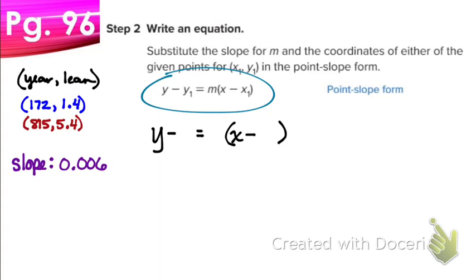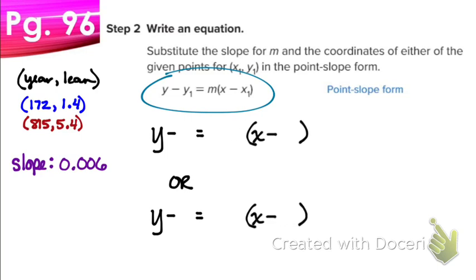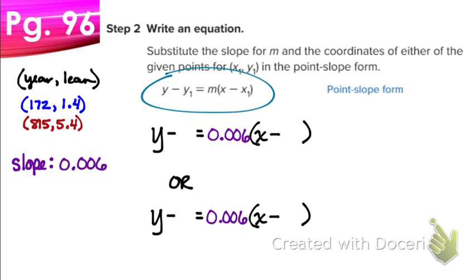I'm going to have two correct answers that are going to have all these pieces the same. What else will these two answers have that's the same? They're going to have the same slope. 0.006. What will one of these look like? Give me one of them. What am I substituting in here and here?